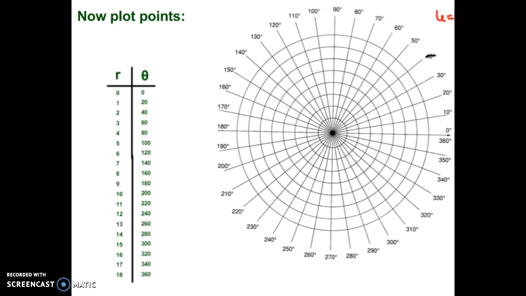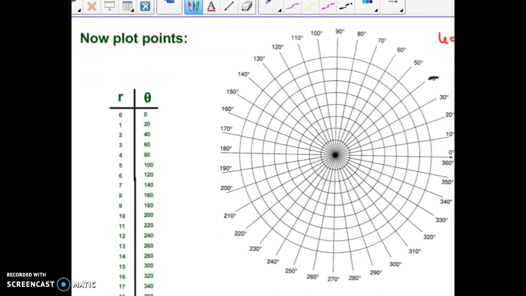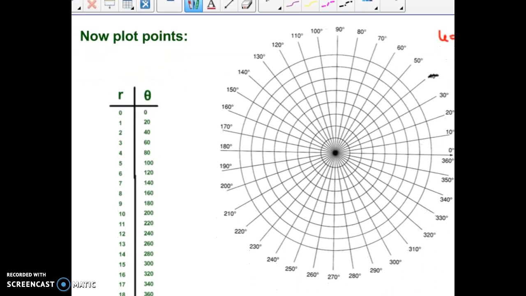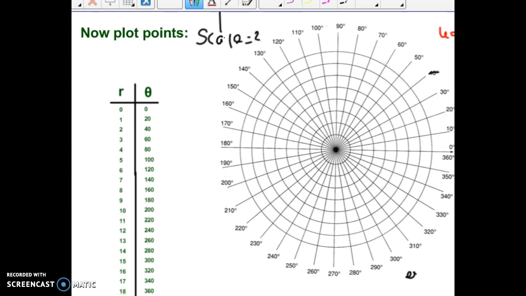When you're plotting your points, first you have to decide on a good scale. Given the size of my graph paper, I'm going to make my scale 2, so I'm going to make note on my paper that my scale is 2. So each ring will represent 2. At 0, it's 0. At 20 degrees, I'm going to go out to 1. Then at 40 degrees, I'm going to go out to 2.